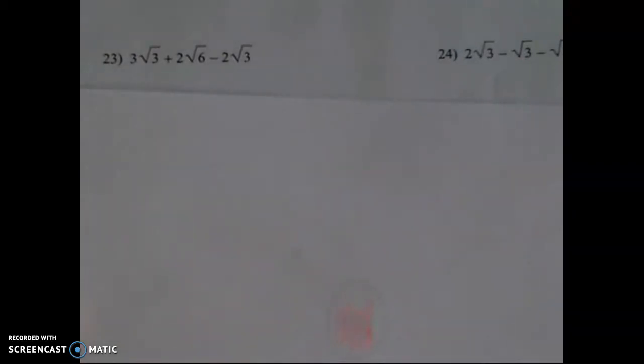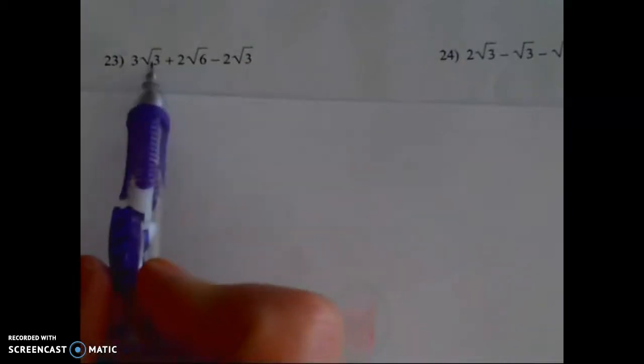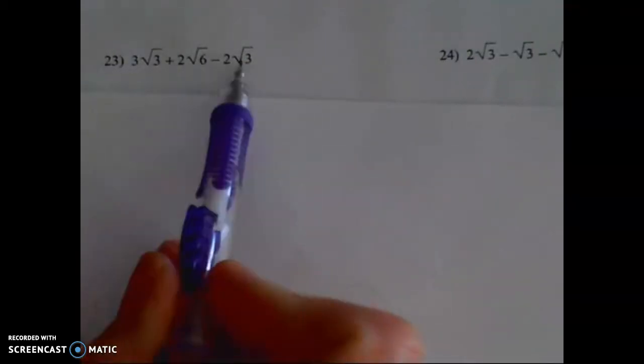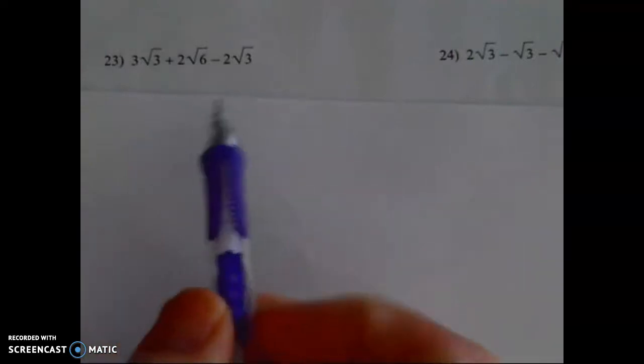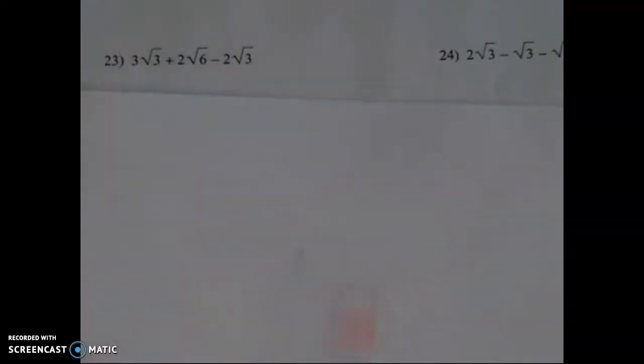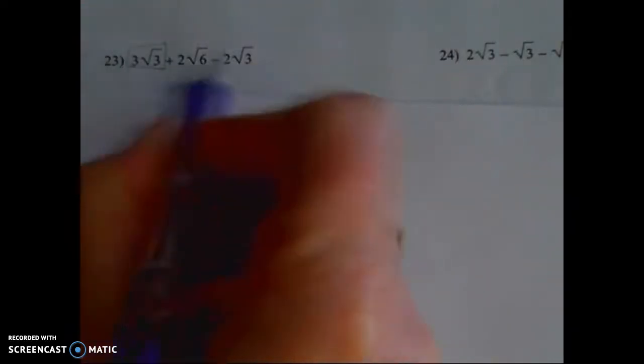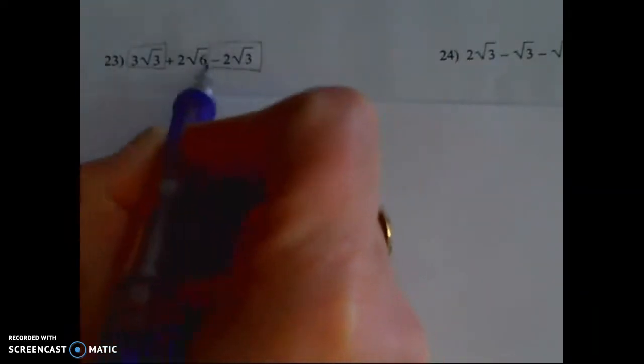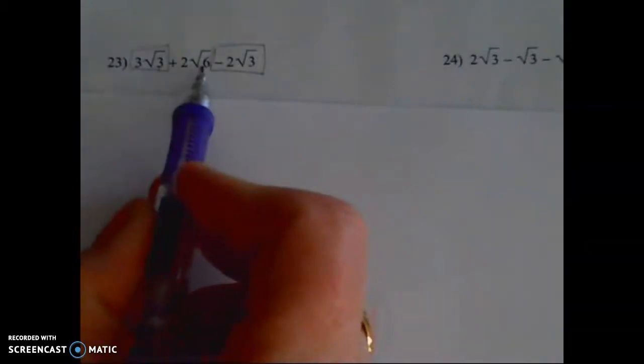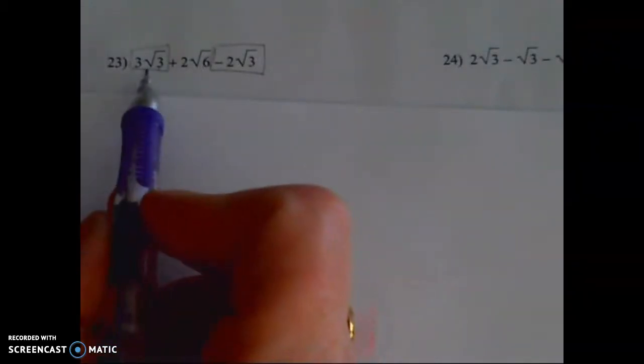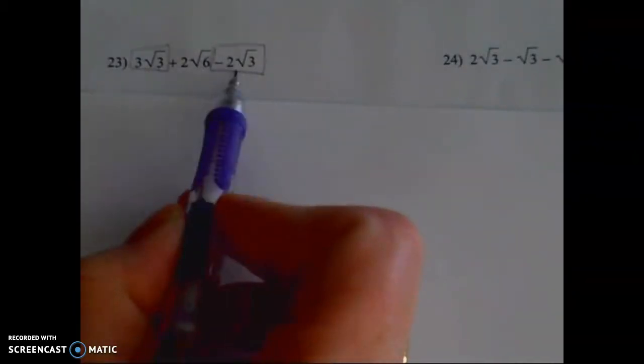For number 23, step 1, we are going to simplify radicals. Square root 3, square root 6, and square root 3 are all simplified. Step 2 is to combine the like terms. I'm going to choose the root 3's first because 3 is smaller than 6, so we'll start with the smaller number. 3 root 3 minus 2 root 3 is 1 root 3, and you're just going to write it as root 3.